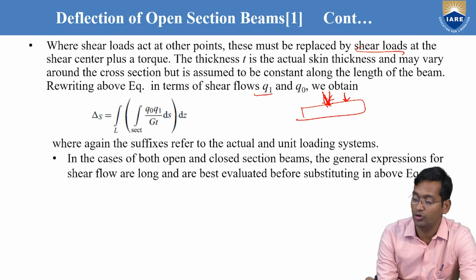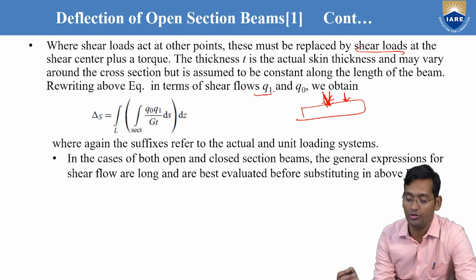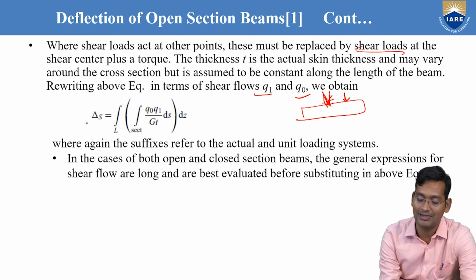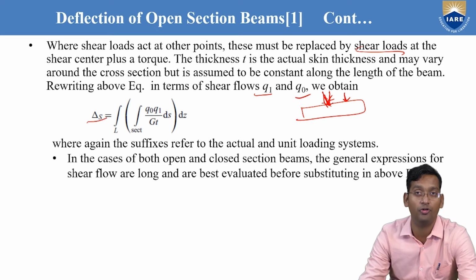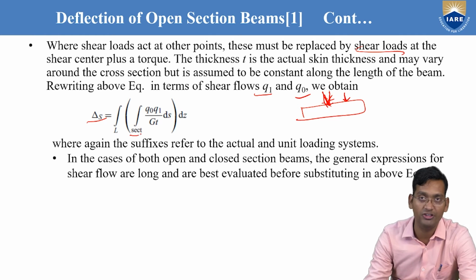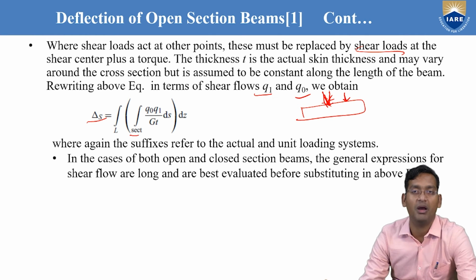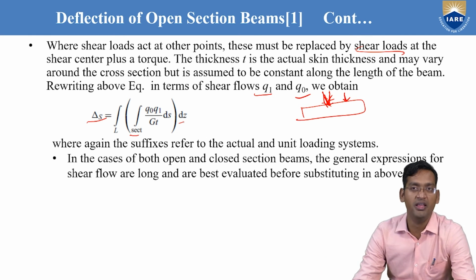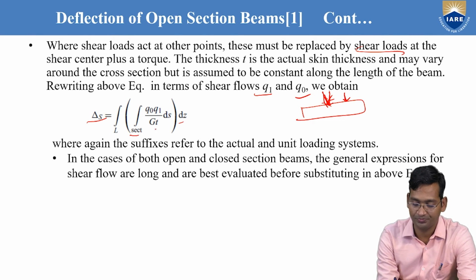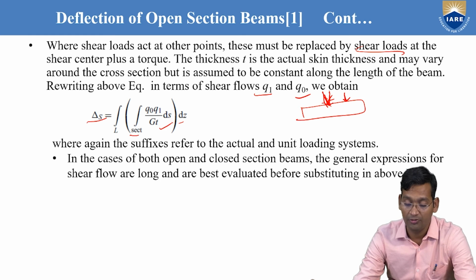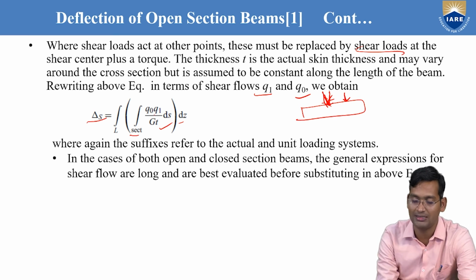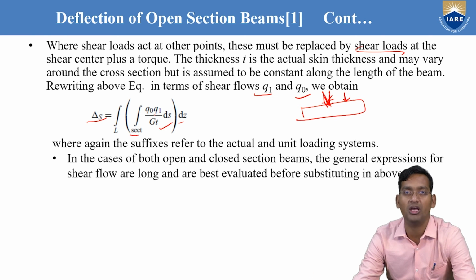So shear flow q1 is because of the unit load, q0 is because of the actual loading. So now delta S, the displacement because of the shear force, will be the integral over the whole section of q0 q1 by Gt into ds into dz. Okay, so this will be the displacement, where again the suffixes refer to the actual and unit loading system. Means one is the unit load and zero is the actual load.